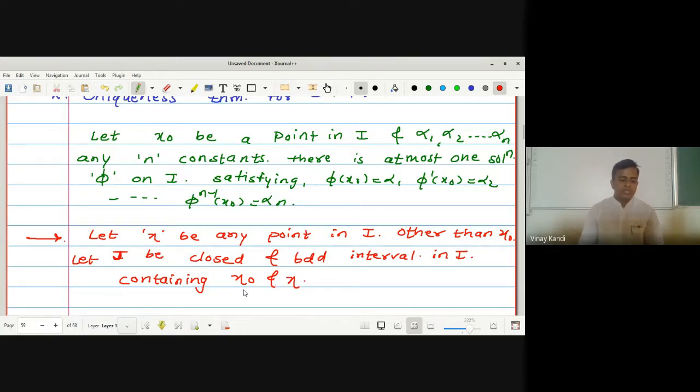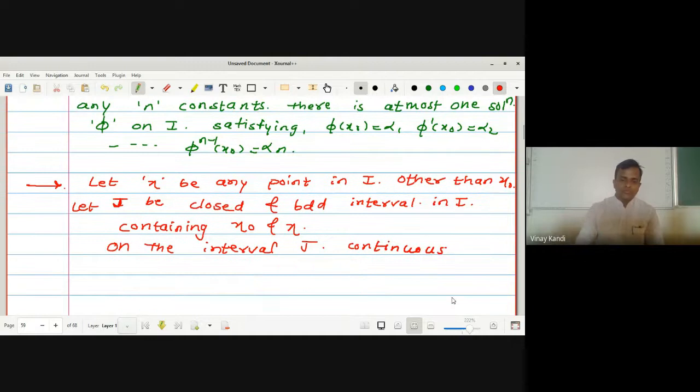On the interval J, the continuous functions ai of x are bounded.